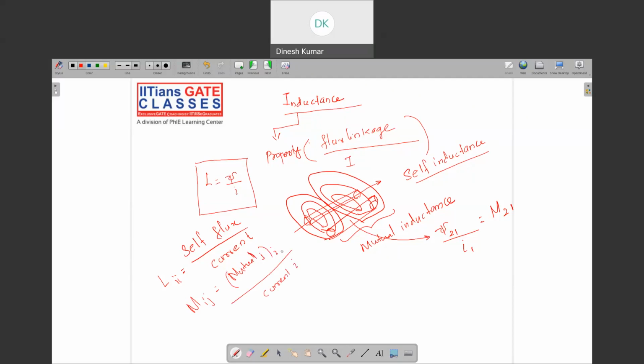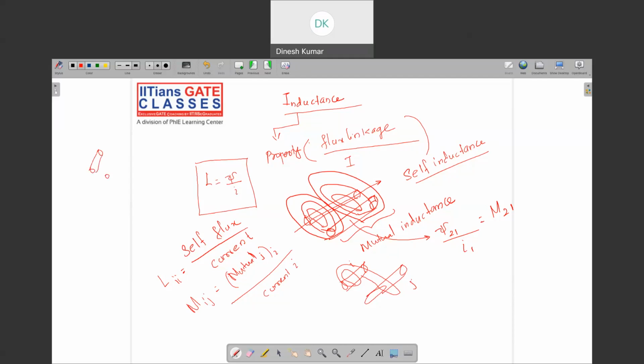So assume that there are two conductors, one conductor is I and another conductor is J. Okay, in I we have produced some current. So this flux will be linking with J also. How much flux is linking on J due to the current flowing through I, that is basically known as mutual inductance.